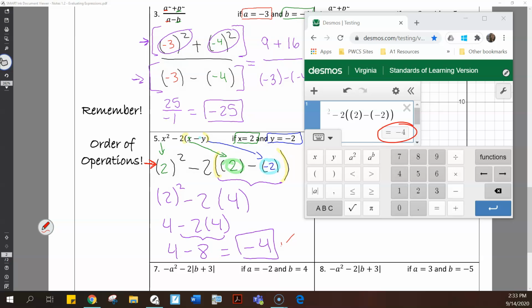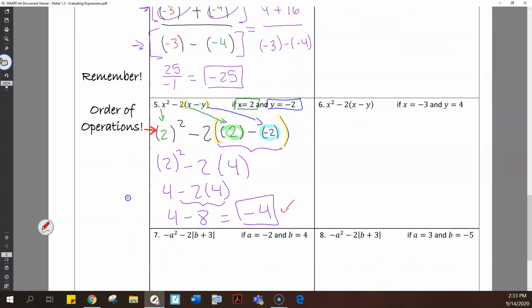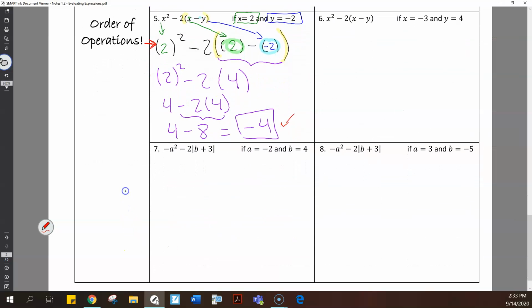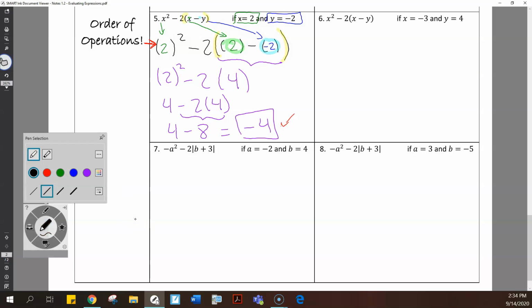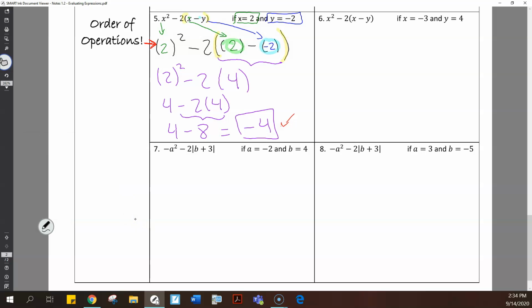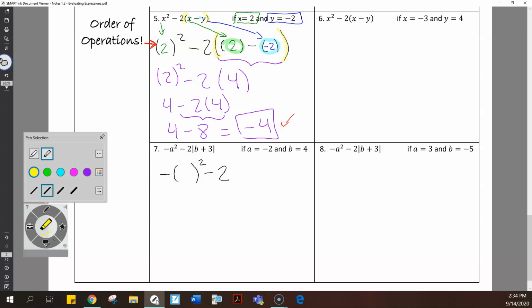Do one more, and then you'll be able to try this on your own. The parts of my expression that need to stay the same: the minus, a becomes parentheses, squared, -2. These are absolute value symbols. It may have been a while since you've seen these, but these straight up and down bars mean absolute value.